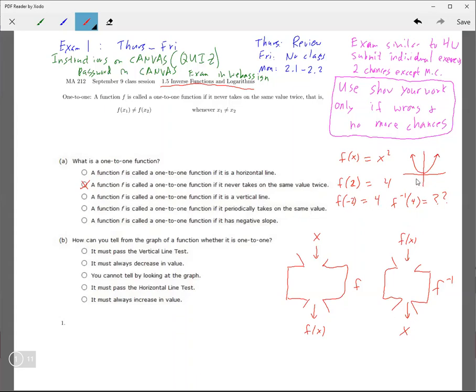So to be a function, you have to pass the vertical line test. To be one-to-one, you have to pass the horizontal line test. Because in this case, we have -2 and 2, which both gave us the same value, 4, and you can draw a horizontal line that goes through those 2 points. So it's the horizontal line test for determining whether a function is one-to-one.